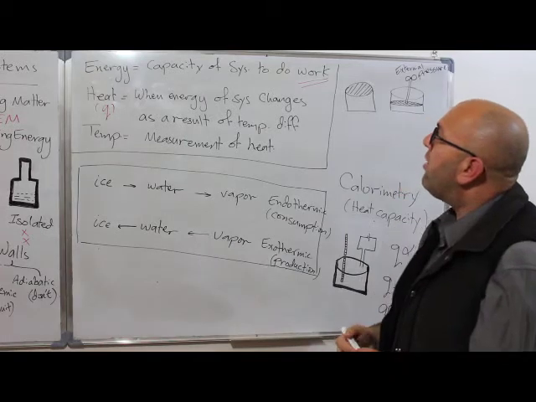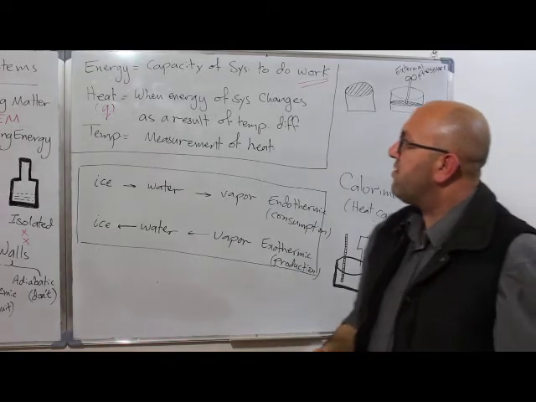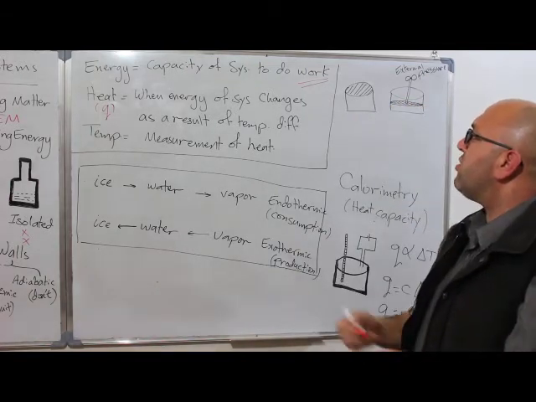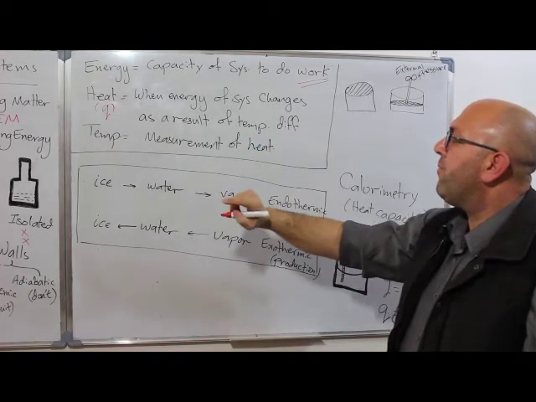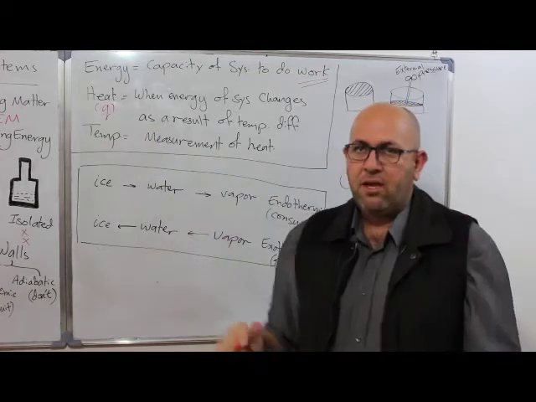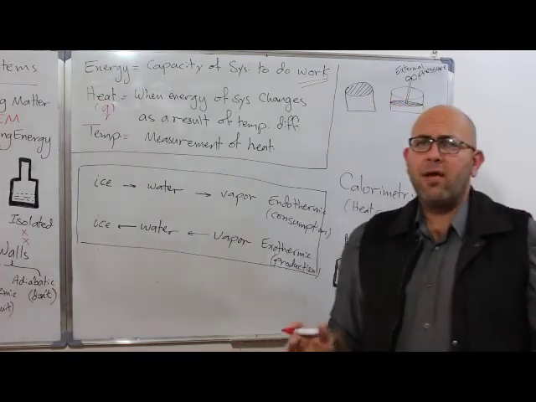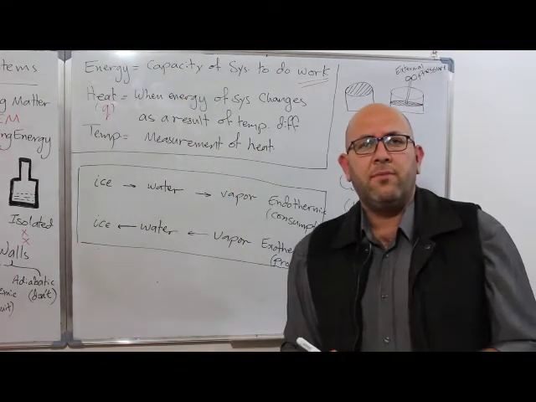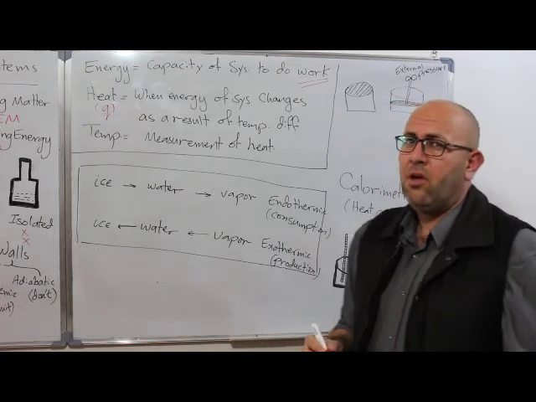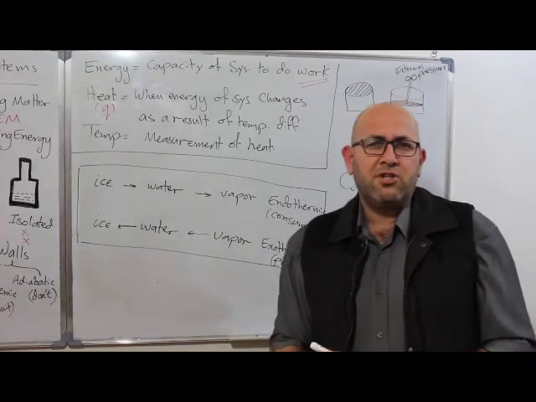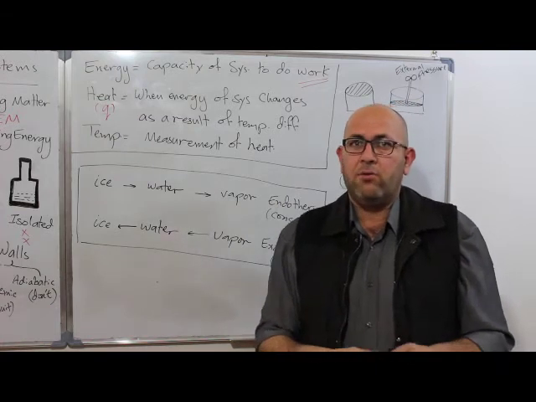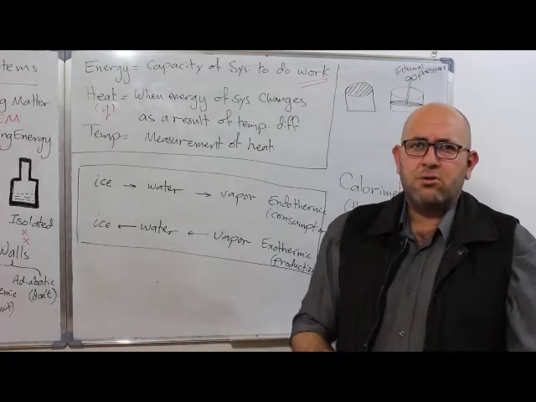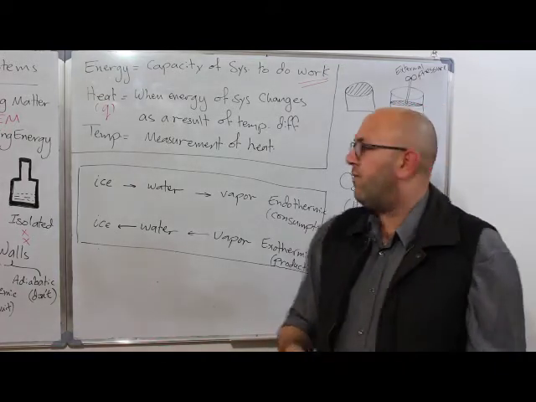Heat is when the energy of a system changes as a result of a temperature difference. The temperature itself is the measurement of heat. You are supposed to distinguish between temperature and heat. Heat is a form of energy. Temperature is a measurement of heat, and it's measured using three familiar scales: Fahrenheit, Celsius or centigrade, and finally Kelvin.